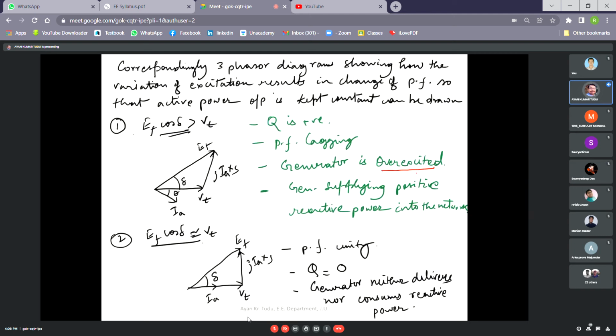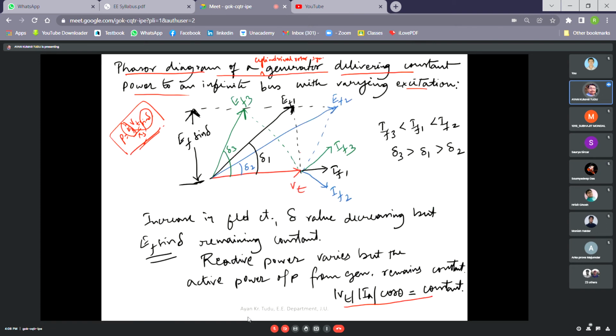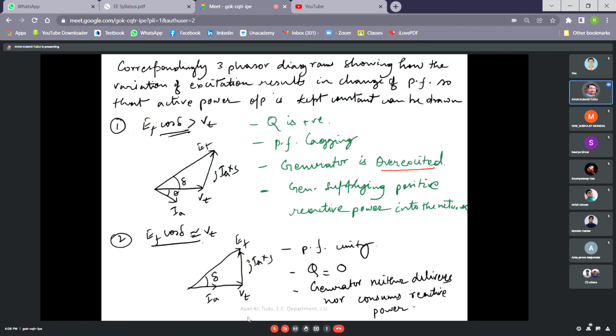Next, when EF cos delta is more or less equal to VT, that was our second case here. When EF cos delta is more or less equal to VT, the reactive power output from the generator is actually 0 and the power factor is unity, because the generator neither delivers nor consumes reactive power from the system.